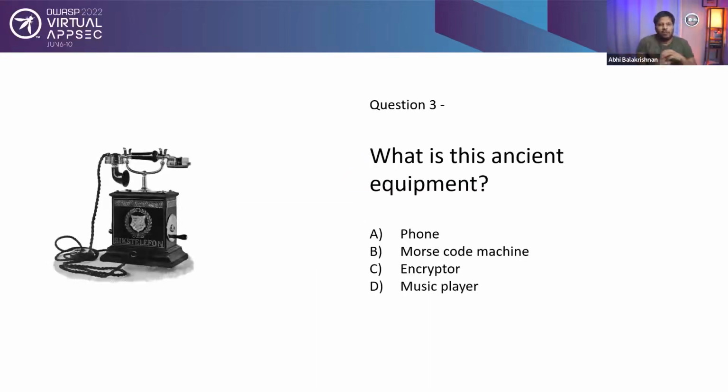Now, third question, what is this ancient equipment? I'm looking for the answers. There are 4 options. A, it is a phone. B, it's a Morse code machine. C, it's an encryption device, encryptor. Or D, it is a music player. I will see if anybody has any answers. I'll pause for a second. If you know the answer, just type A, B, C, or D.